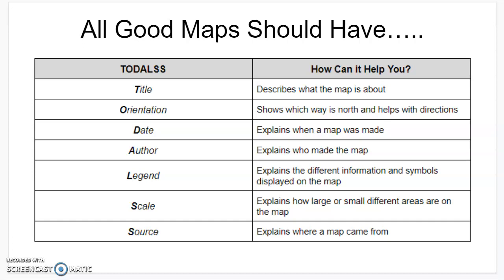Alright, so today's lesson was all about map features and what a map needs for you to be able to read it. A good way to remember it is through TOADSS: title, orientation, date, author, legend, scale, and source.